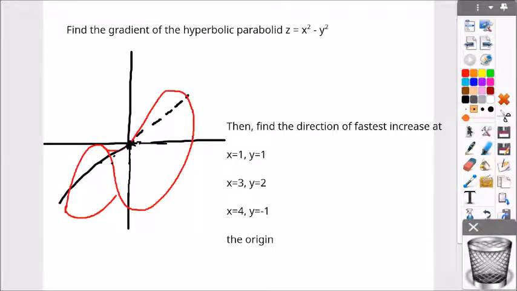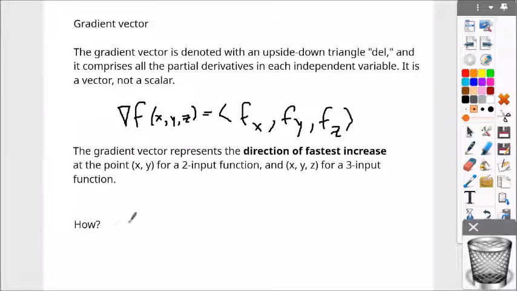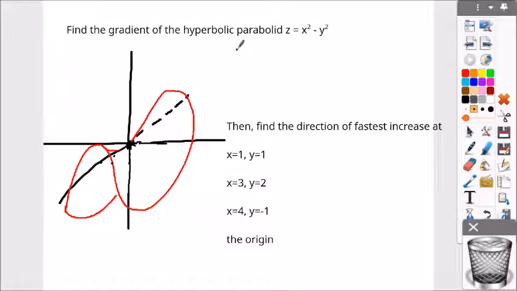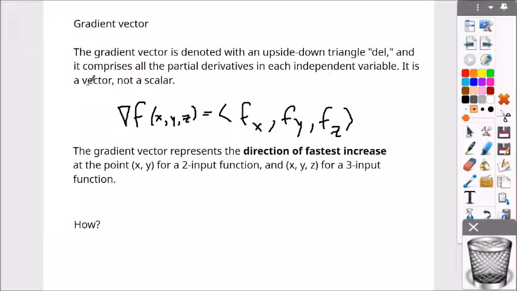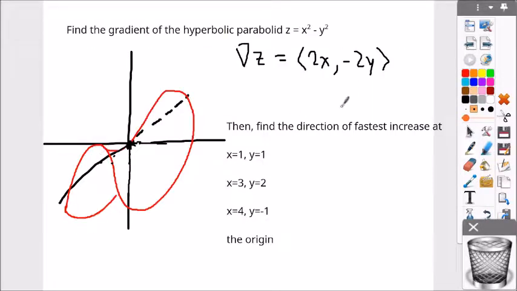Now let's get straight into an example. Find the gradient. So we write something like this: z of x, y, or just z, is equal to 2x. It's a vector. This is important. It's a vector, not a scalar. I should have bolded it, but I didn't.